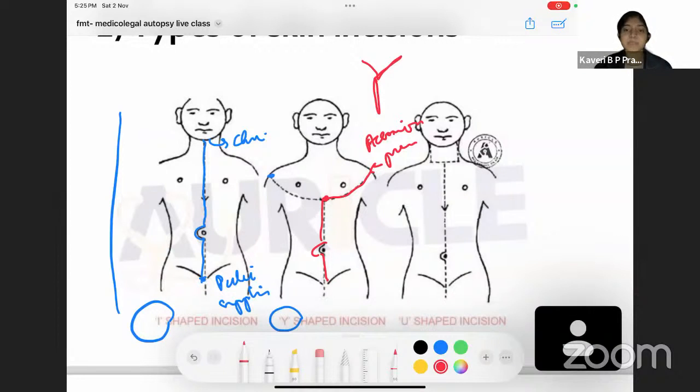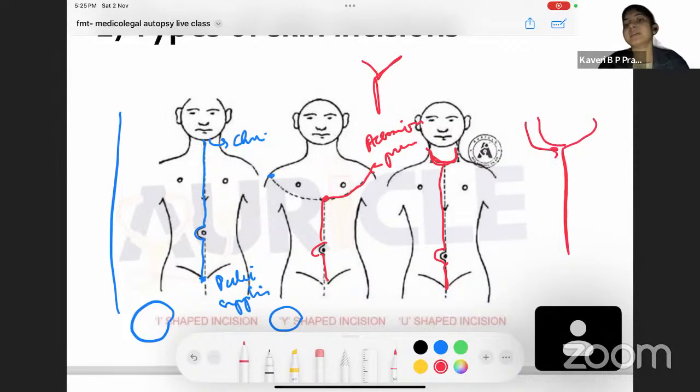Next, we have the U-shaped incision. So, how does a U-shaped incision look like? See, if you see the picture here, near the neck, it starts from the neck, and the remaining course is the same as the I-shaped incision. Center of the thorax, center of abdomen, turn around the umbilicus, and up to the pubic symphysis. Near the neck, because of the final incision, the initial part looks like a U, it is called a U-shaped incision.